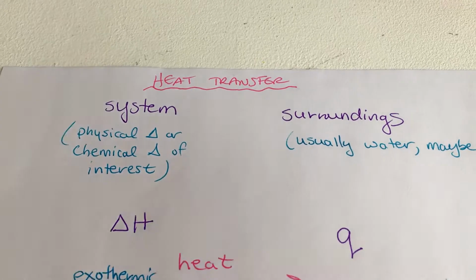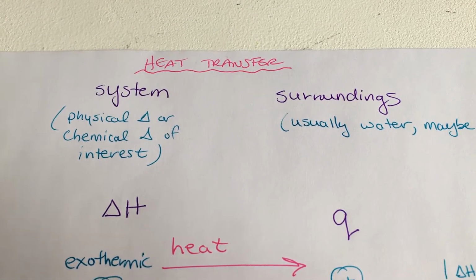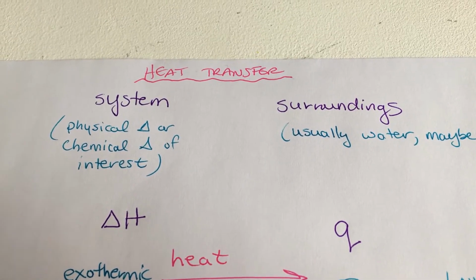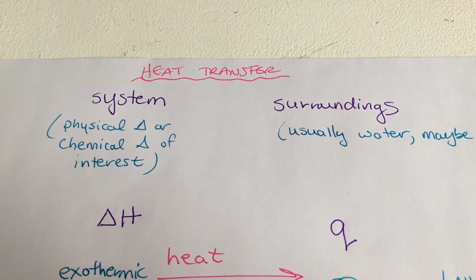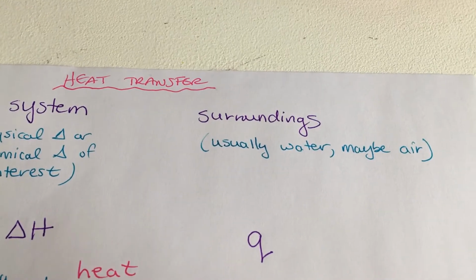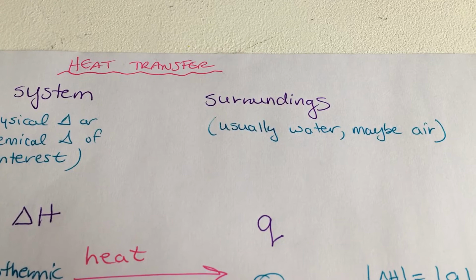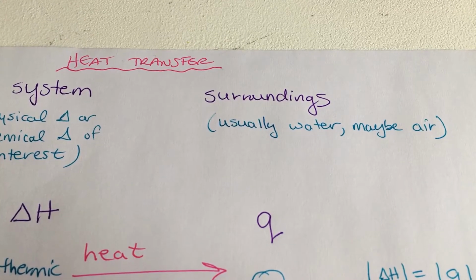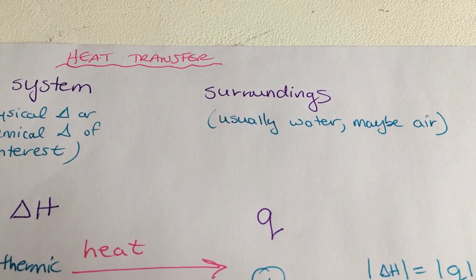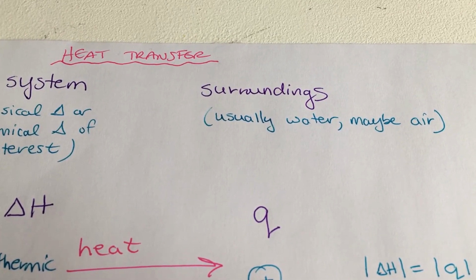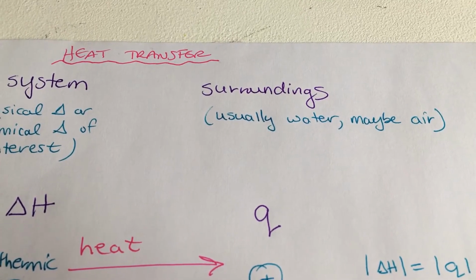We can't usually measure chemical changes directly, but what we can measure is the impact on the surroundings, the temperature of the surroundings. And the surroundings is usually water, or maybe it's air. We can measure the starting temperature of the surroundings before a reaction and then the temperature after a reaction. And either the temperature of the surroundings went up or it went down.